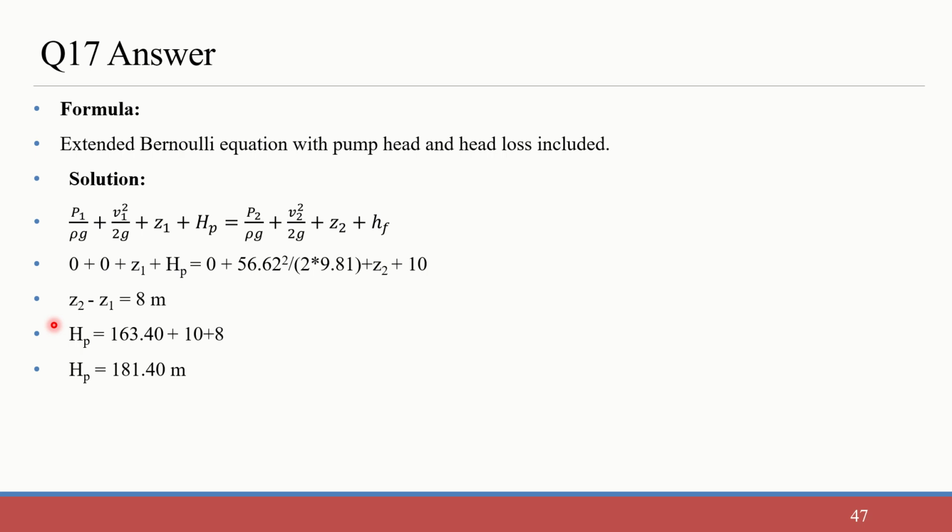The rest is fine. So P1 by rho g plus V1 square by 2g plus Z1 plus HP is equal to P2 by rho g plus V2 square by 2g plus Z2 plus HF. So we are substituting everything, and we will be getting the HP as 181.4 meter. So that is the thing. Z2 minus Z1 alone, I'll confirm after this class.